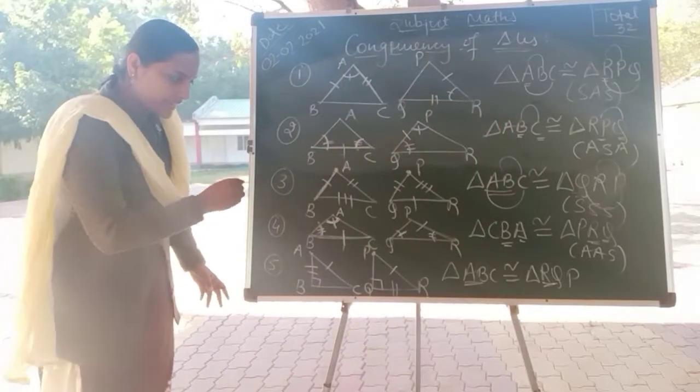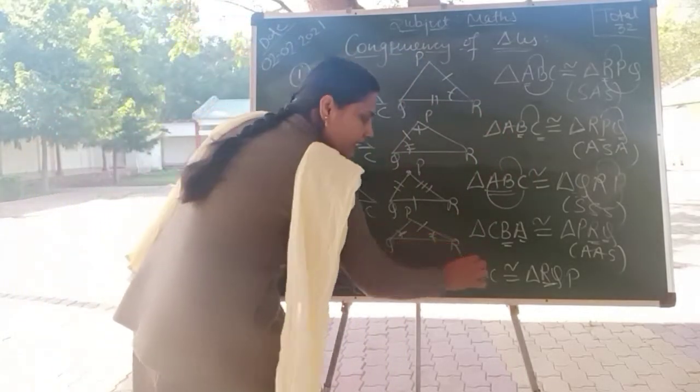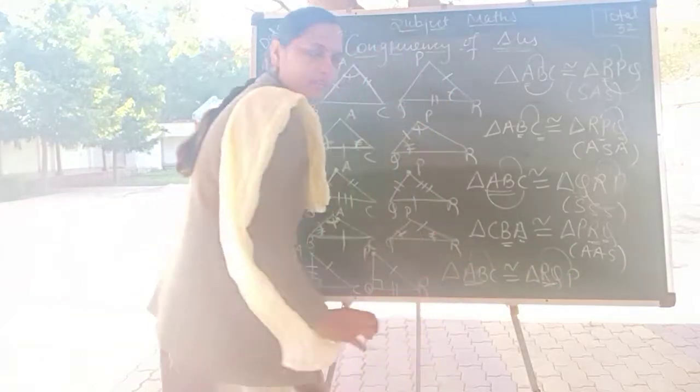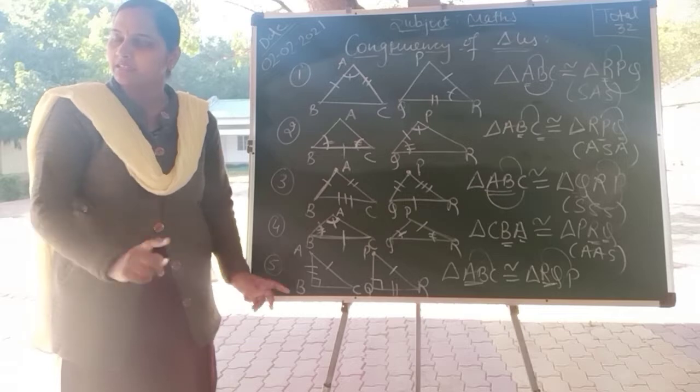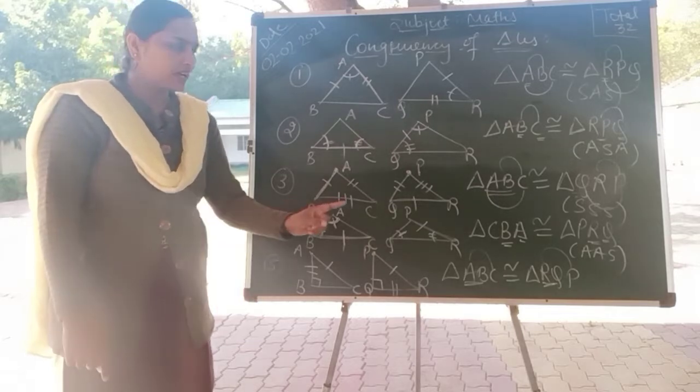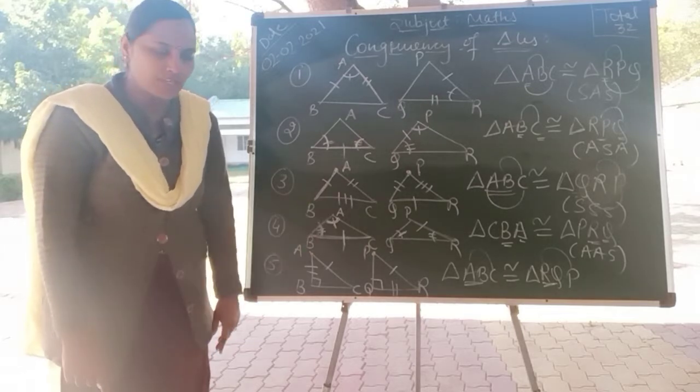Now next, AC is equal to PR. Yes, it is following the sequence. Corresponding parts are matching. Therefore, they are congruent. Correct sequence. Now criteria.